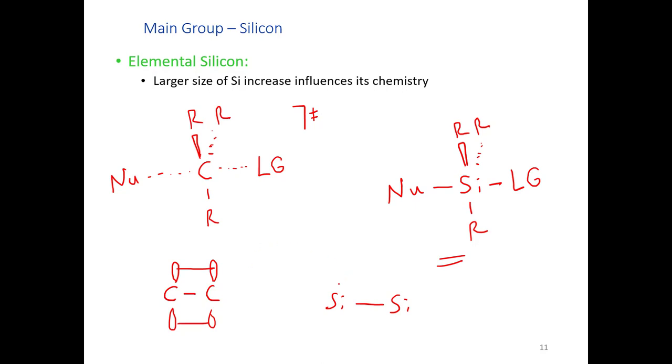Then when you look at the p orbitals on silicon, because these two atoms are farther apart, you don't get effective overlap of those orthogonal p orbitals, which prevents double bond formation. Similarly, silicon-oxygen double bonds are much weaker because there is poor overlap between the silicon and oxygen p orbitals for these exact same reasons.